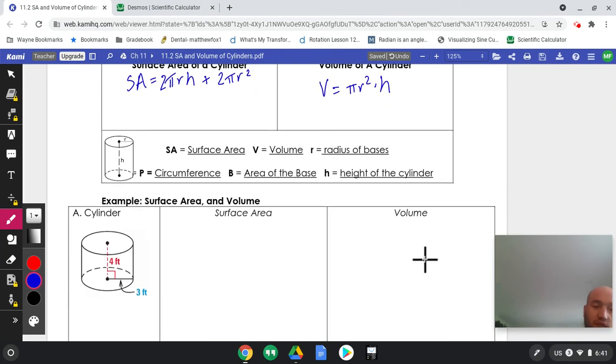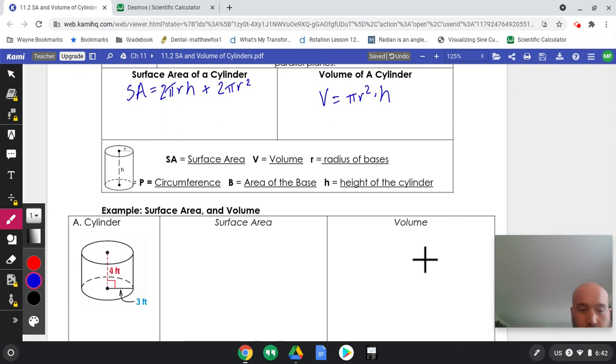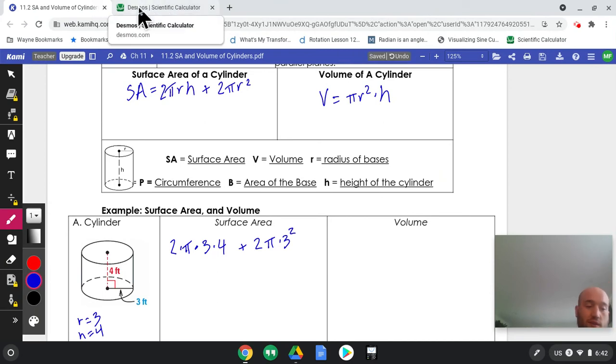Okay, so if we look at this first cylinder example here, we have all the information we need. We've got the radius of 3, the height of 4. If it helps you, over here you can jot down radius equals 3, height equals 4. All we have to do now is plug those two letters in, either for r, h, or this r. Okay, so 2 times pi times our radius, which we said is 3, times our height, plus 2 times pi times 3 squared.